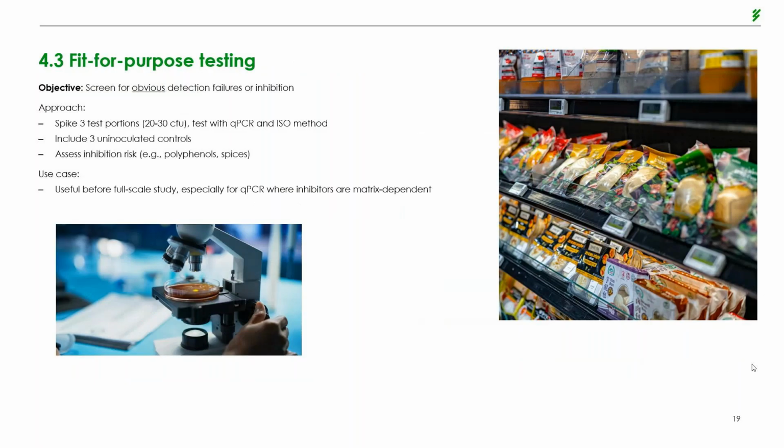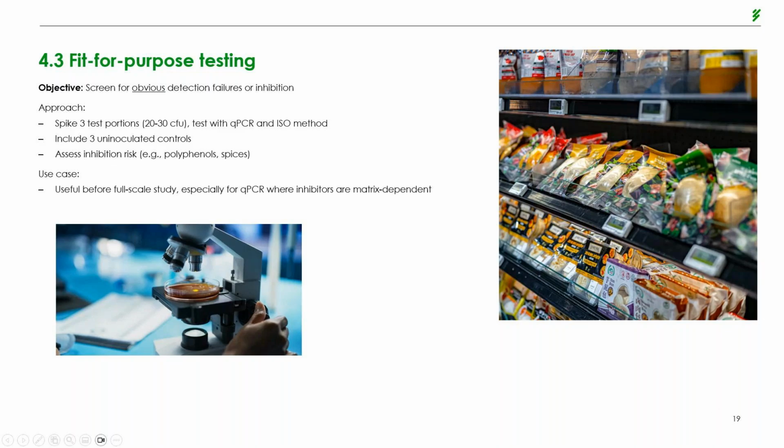So next would be the fit for purpose testing, which will give us key information on whether the alternative method in question should be used for the new matrix by quickly screening for obvious detection failures or inhibition issues such as a false negative. For this, it is proposed to spike 3 portions of analysis and analyze simultaneously by qPCR and the ISO method.